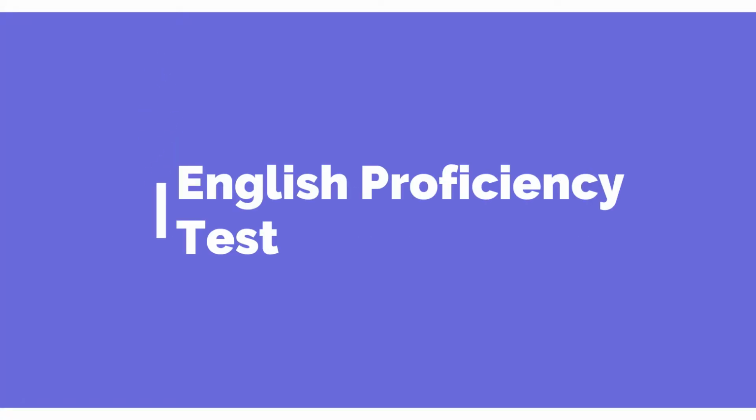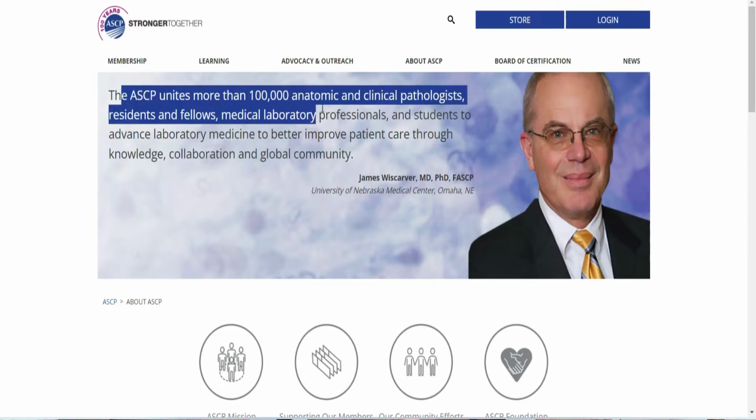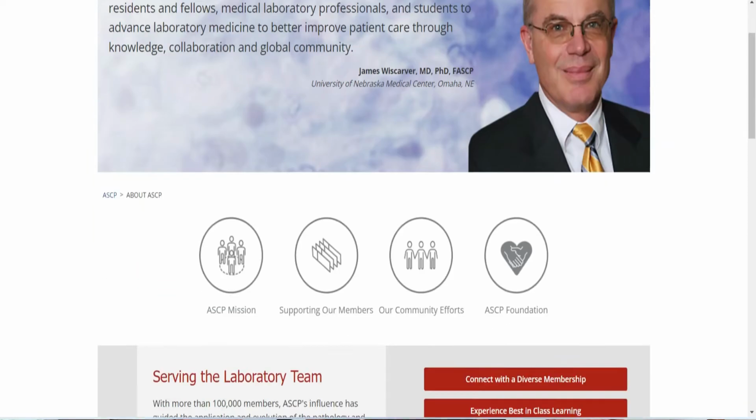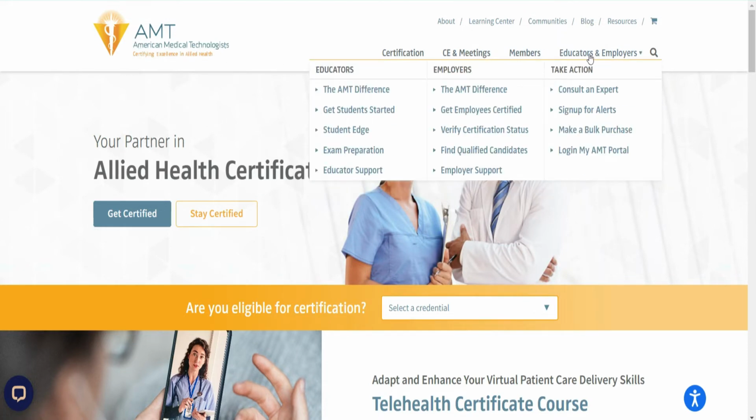You will have to do an English proficiency test to determine if you're proficient in English. For the English test, you can do the IELTS, the OET, or the TOEFL. Just make sure the examination you're taking for English is recognized by CGFNS, because you will need it. Then you will have to get your certification from either of two bodies: ASCP, which stands for American Society for Clinical Pathology, or the AMT, which stands for American Medical Technologists.